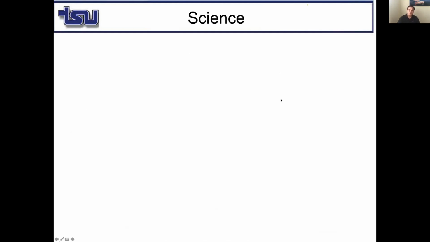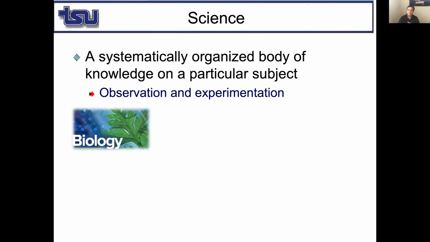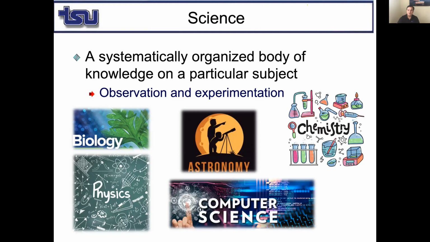And let's talk about science. Well, you're going to be a computer scientist, and computer science is science. So it is important for you to understand what science is. Science is a systematically organized body of knowledge on a particular subject. In other words, every science discipline studies a particular subject. For example, biology studies what? Life. Astronomy studies space. Physics studies nature. Chemistry studies matter. Computer science studies what?